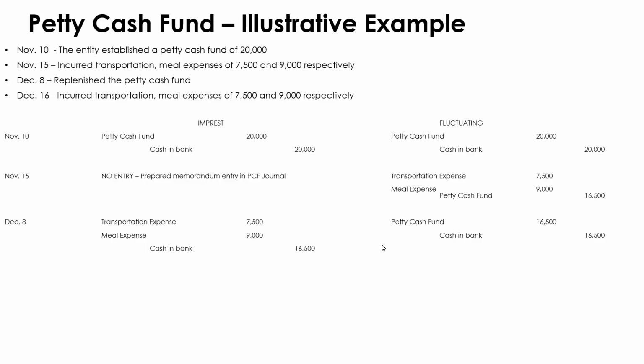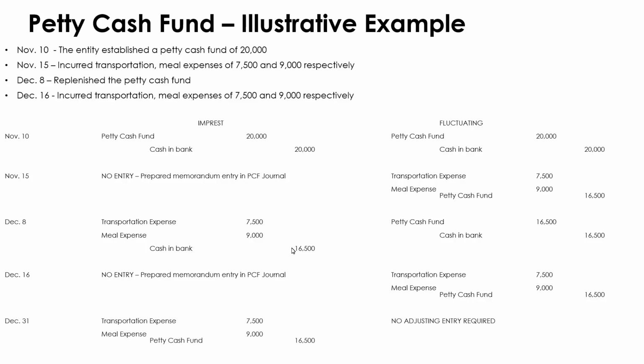And then next, on December 16, you again incurred transportation and meal expenses of 7,500 and 9,000 respectively. Same as before, it is only a memorandum entry in the PCF journal for impress. And then you will make the same entry again for fluctuating by debiting expenses and crediting the petty cash fund. And then on December 31, let's say that is the end of the accounting period, you need to make an adjustment for the impress fund system. What entry will you make? It is similar to the entry made for fluctuating. You will debit the unreplenished expenses as of the year end to reflect the correct balance of the petty cash fund.